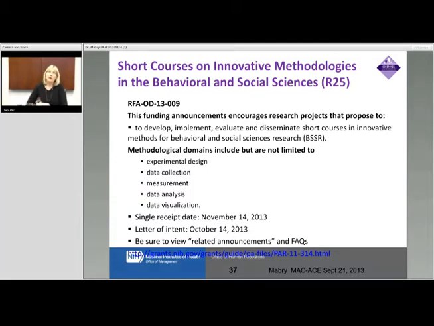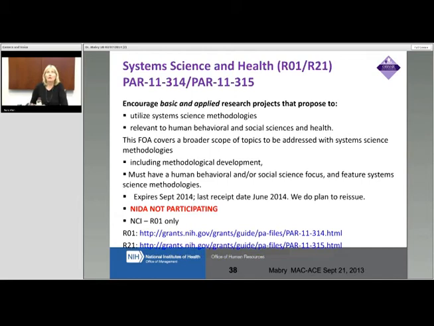So moving forward, what we're going to be doing is funding these R25s, which are short courses on innovative methodologies in the behavioral and social sciences, including system science. They're under review next week, so we're hoping to fund some. We have enough money to fund 6. They won't all be on system science, but they'll be on a variety of topics relevant to methods for behavioral and social science. So what you might be able to do is take one of these classes once the grantee gets their funding and has time to develop the course. So be on the lookout for that.